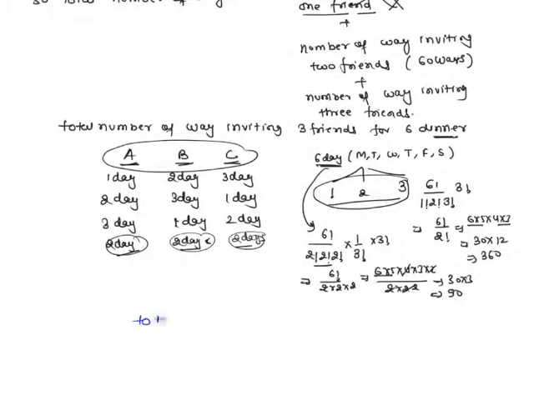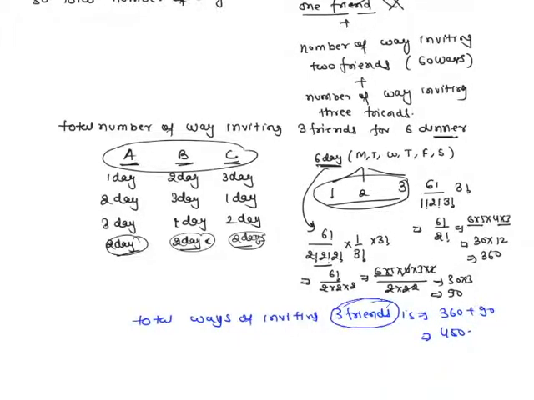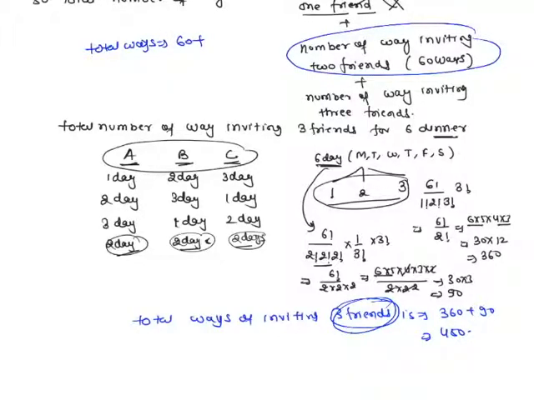So total ways of inviting 3 friends is 360 plus 90. So this is 450. So here we are inviting exactly 3 friends. So total ways is exactly 2 friends invitation is 60 ways plus exactly 3 friends is 450 ways. So total is 60 plus 450, that is 510. This is your answer.